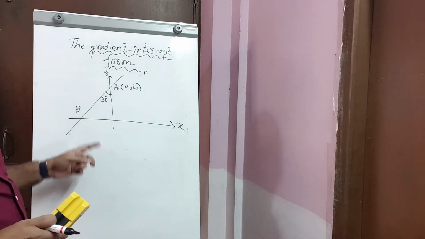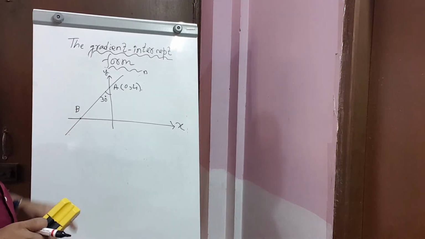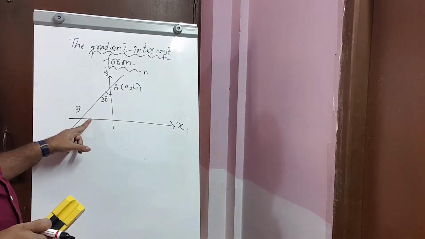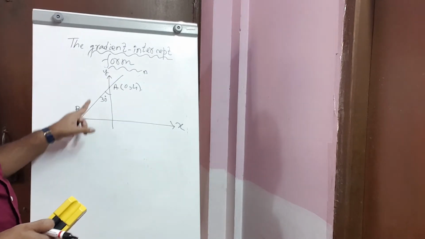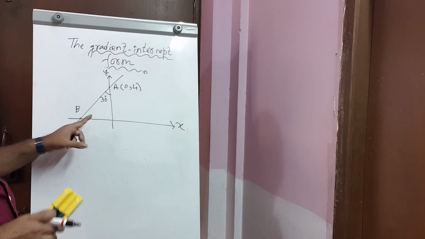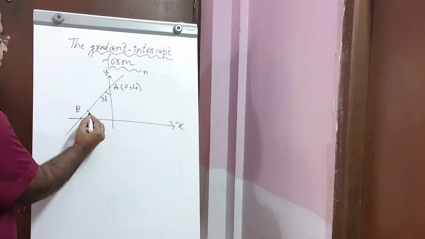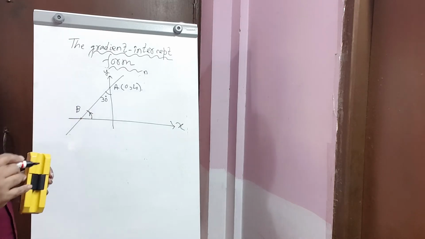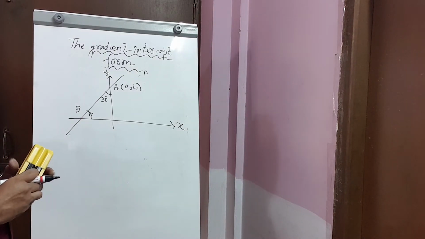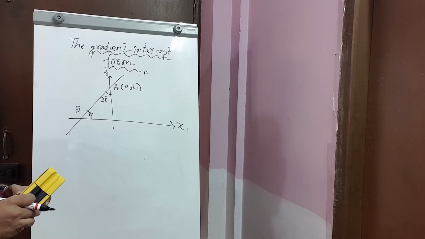Now how to apply the gradient intercept form in this case? Because in this case the angle of inclination is not known. Angle of inclination is always found with the x-axis. So first we have to find theta, the angle of inclination of the line with the x-axis in the positive sense. And then we also have to find the y-intercept of the line.